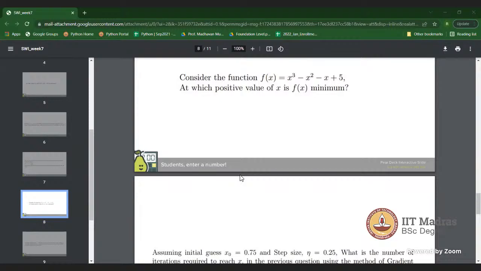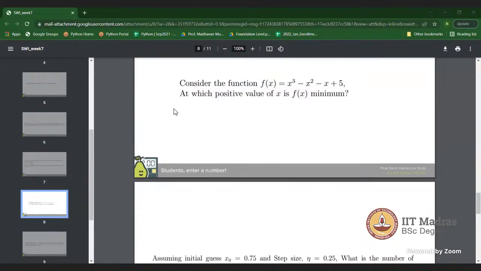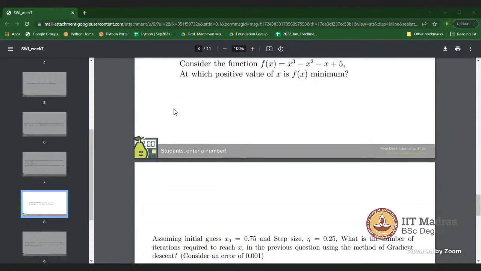Sir, I think I made some calculation error. I'm getting something very painful. It's not simply converging at all. Okay, check for it. Go back and check. Try to find where you are missing.